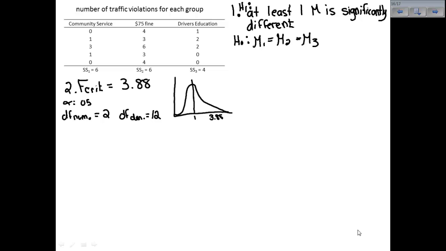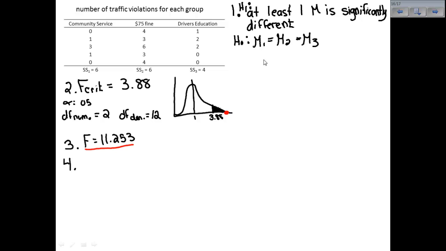3.88. So any F value of 3.88 or higher is going to be considered significant. Well, we found our F observed to be 11.253. Well, that is way, way out there. It's very, very unlikely that we would see this result just due to random chance.